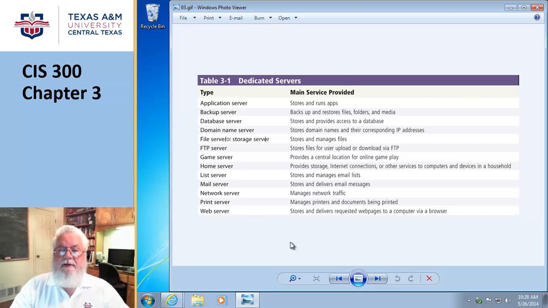Okay, this is probably a good place to stop for the 15-minute mark. We'll pick this thing up again in just a few.